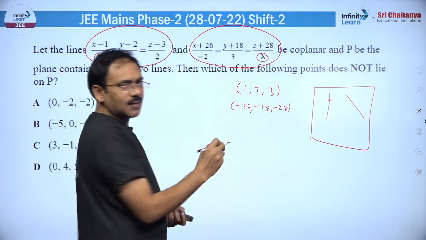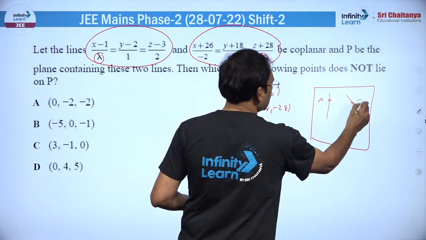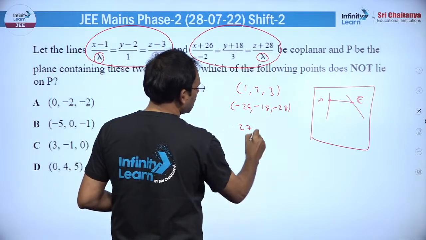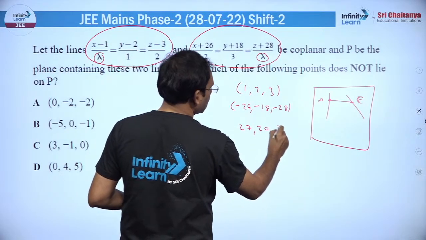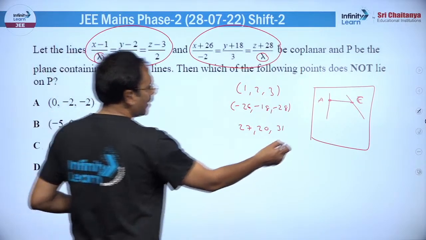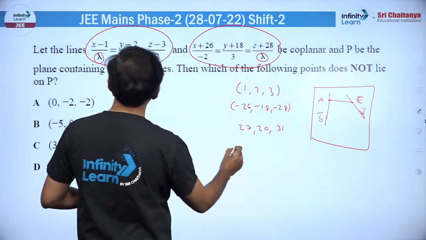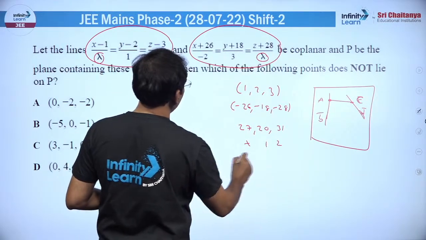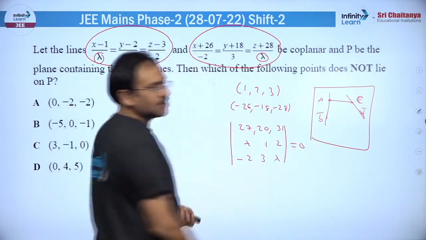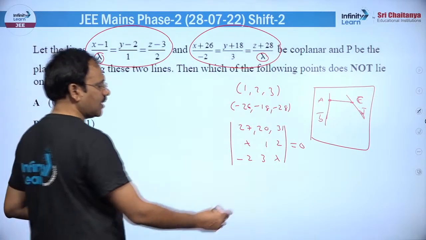If you connect them, you will get a vector. Suppose this is point A and this is point C; you just connect AC bar, which is (27, 20, 31). This is one of the vectors, and the parallel vectors on the two lines you can take as B bar and D bar, which are (lambda, 1, 2) and (-2, 3, lambda). Since these three vectors are coplanar, the determinant is equal to 0, from which you will get the lambda value, my dear friends. You will get lambda is equal to 3.